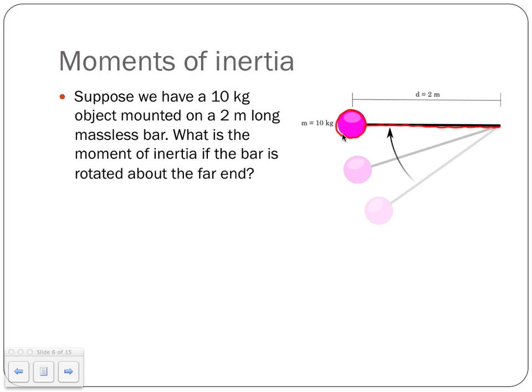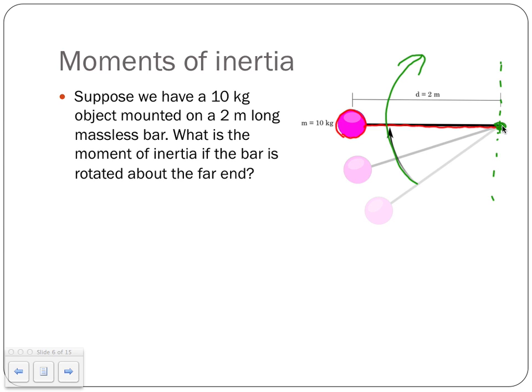So in this case, we mount it on the bar. We're going to rotate it about the far end, so basically we're going to rotate it about this axis right here, which I guess is like going down into the plane here. We'll rotate it around that point right there, and that's how we're going to rotate this object. So the question is, what's the moment of inertia?